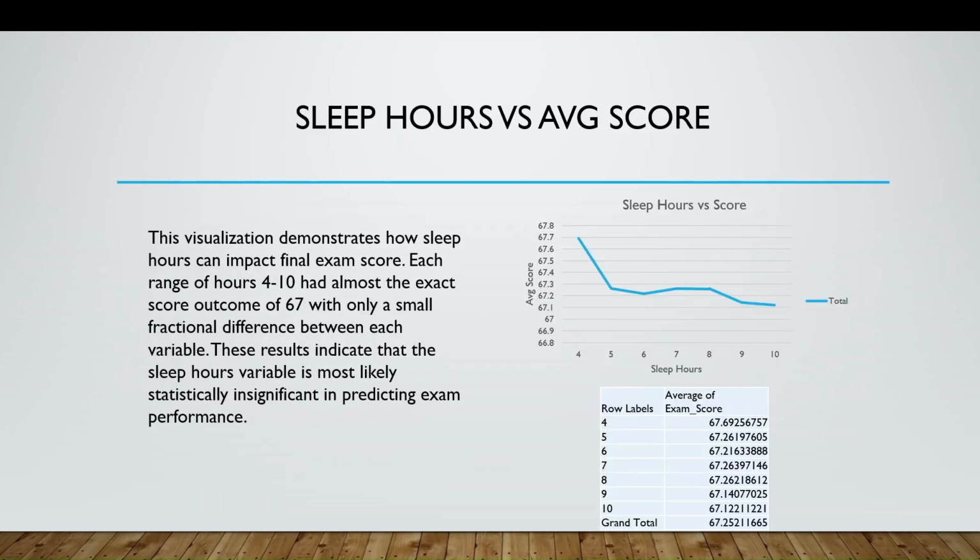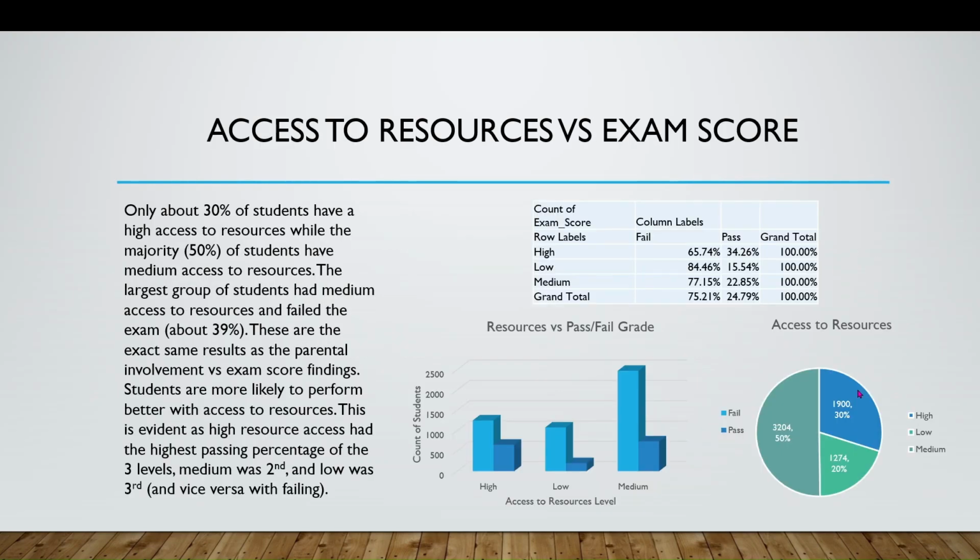So I put sleep hours against the average score to see how sleep hours might affect the score. And each range of hours had almost exactly the same score outcome, and only less than like 0.1% of a difference for each average hour slept, or each sleep hour. And so I felt like this variable was most likely statistically insignificant, since clearly each score is the same for each hour slept.